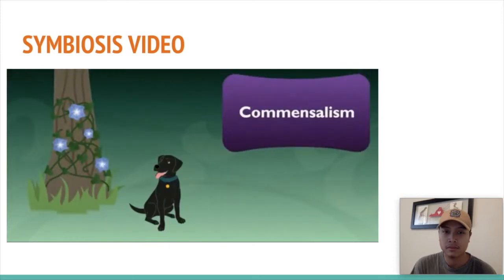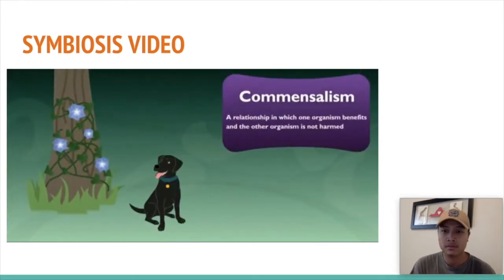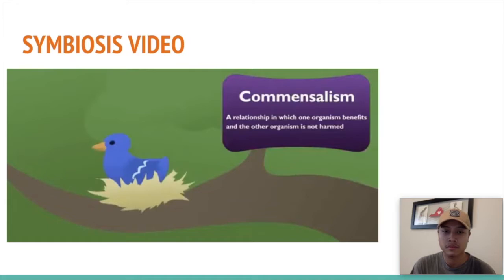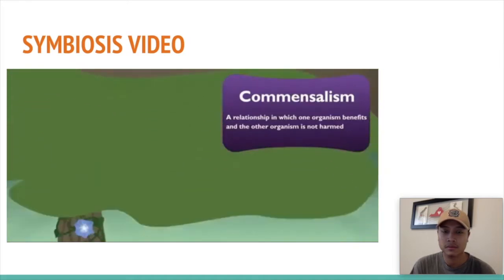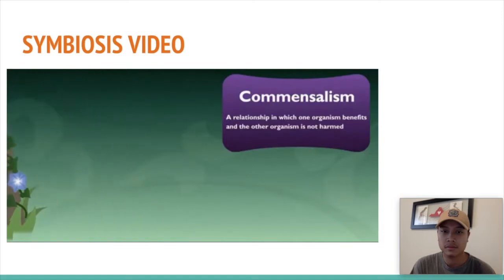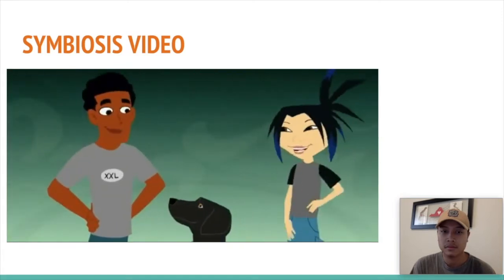How is commensalism better? In commensalism, one organism benefits and the other organism is not harmed, like that bird living in the tree right there. The tree is a home for the bird, but the bird's nest doesn't hurt the tree at all. That flower climbing up the side of the tree is an example too. It's using the tree to help reach more sunlight, but the tree doesn't mind. Sounds better than parasitism. Definitely.